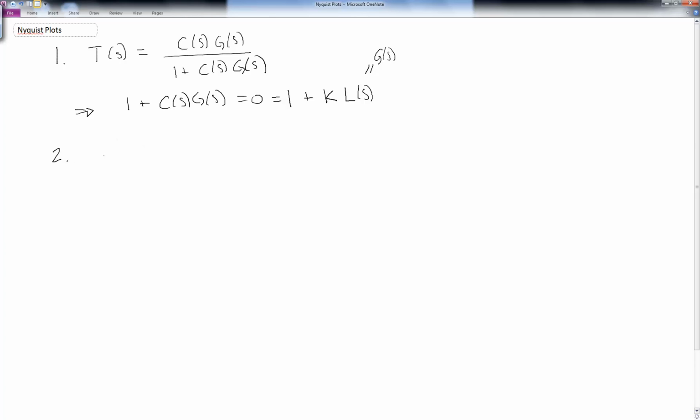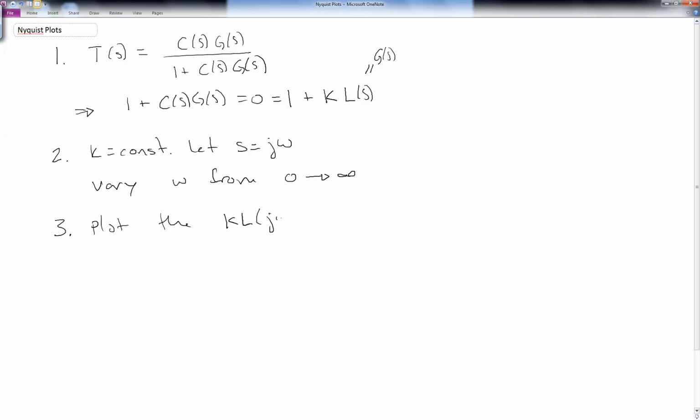Secondly, we would let K be some constant. This is for the Nyquist. And then we would let s equal j omega. Then we would vary omega from 0 to infinity. And then step 3, we would plot the complex number K times L(j omega) for omega equals 0 to infinity.